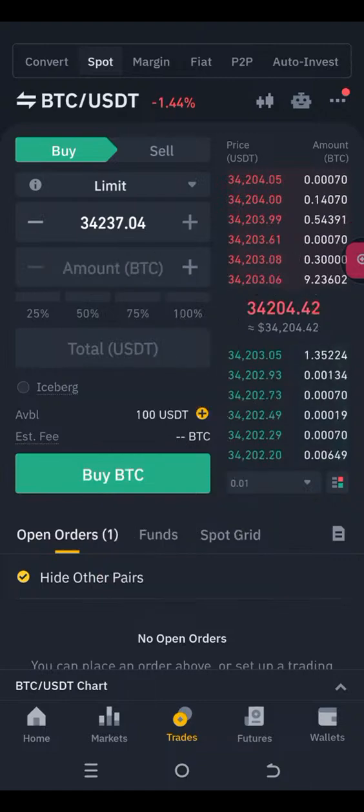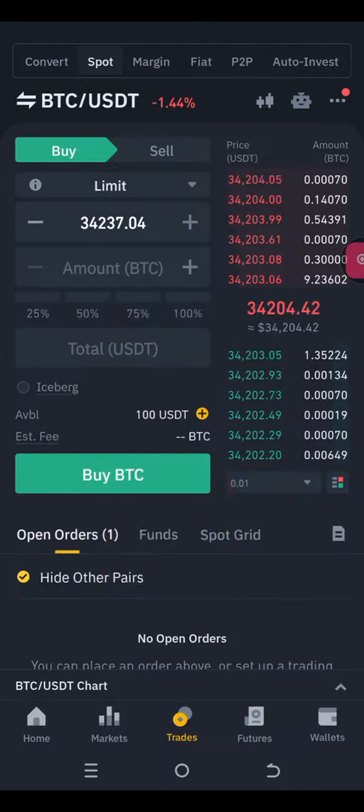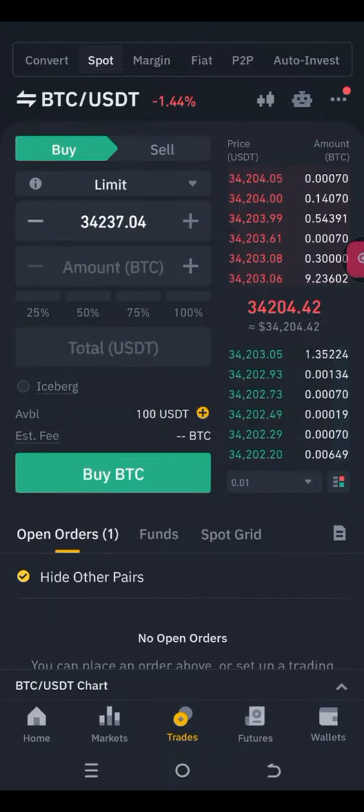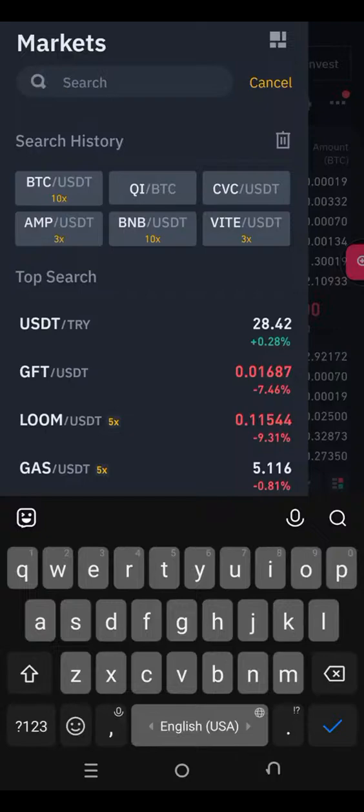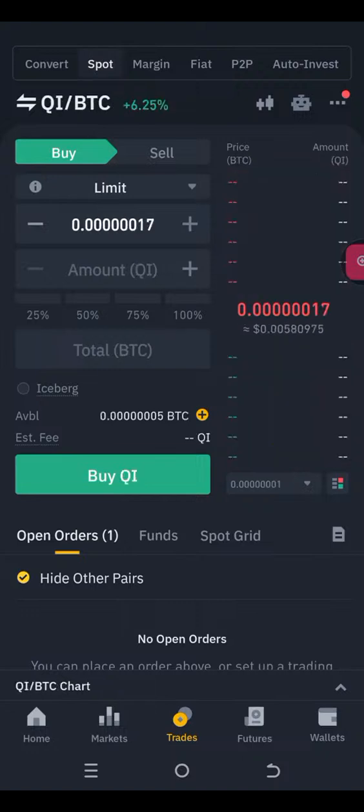Let's start with triangular arbitrage. We're currently on BTC USDT. The starting point is, what is triangular arbitrage? I'm going to choose one of the coins here as an example. Triangular arbitrage just means you're taking advantage of the disruptions and imbalances in the market. You're looking for bargains and making profit off the little imbalances in the market.